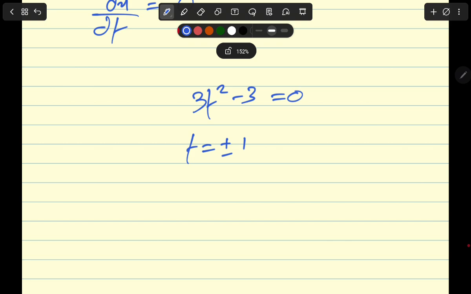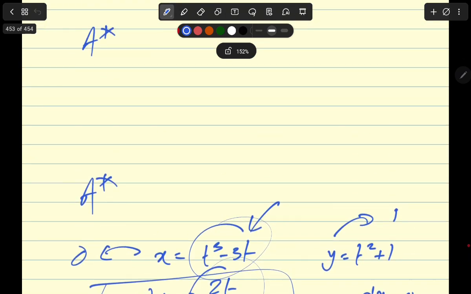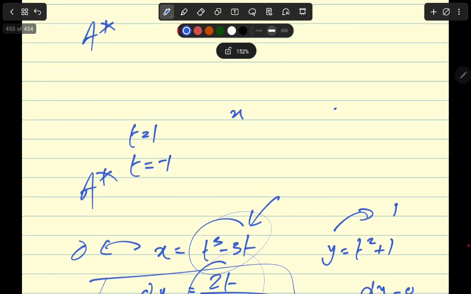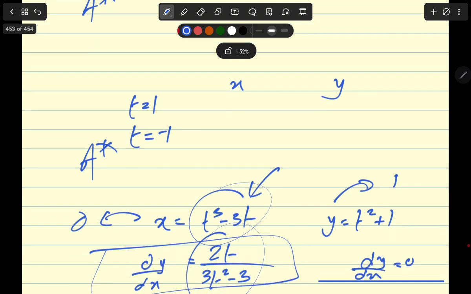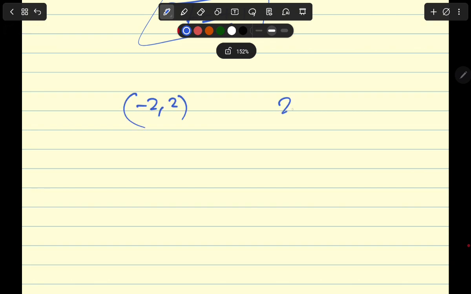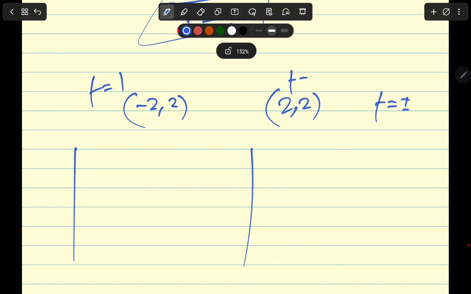Now, when you substitute it, you are going to get two coordinates for x and y. When t is 1 and t is negative 1: x is going to be 1 minus 3, which is minus 2, and y is going to be 1 plus 1, which is 2. When t is minus 1, x is going to be minus 1 plus 3, which is 2, and y is minus 1 squared plus 1, which is 2. So (-2, 2) and (2, 2) are the two points at which this curve is going to have vertical gradients, at t equals plus 1 and t equals minus 1, right? That's it.